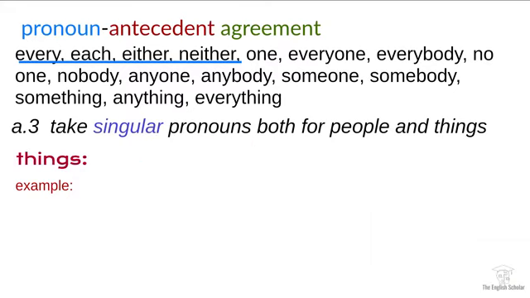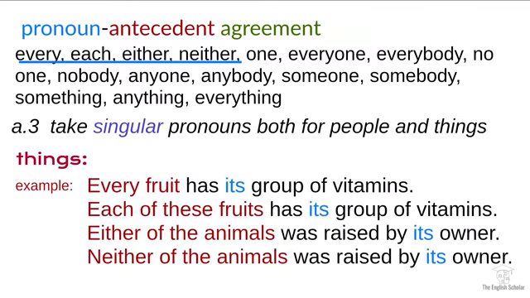For things, you don't have to worry about gender. For example, every fruit has its group of vitamins. Each of these fruits has its group of vitamins. Either of the animals was raised by its owner. Neither of the animals was raised by its owner.